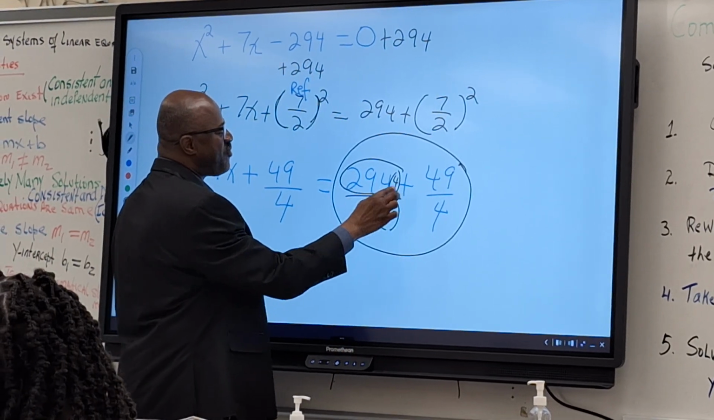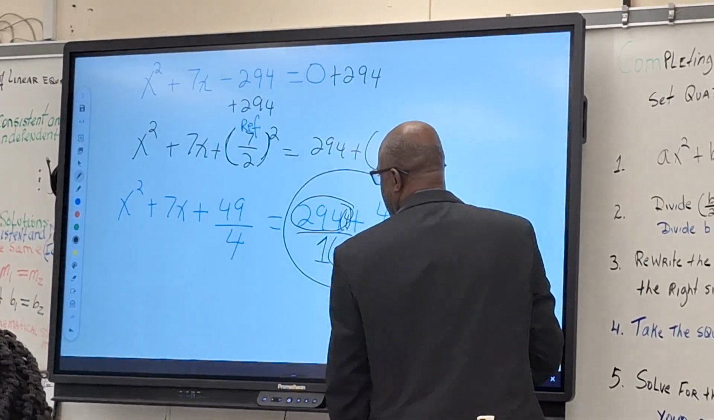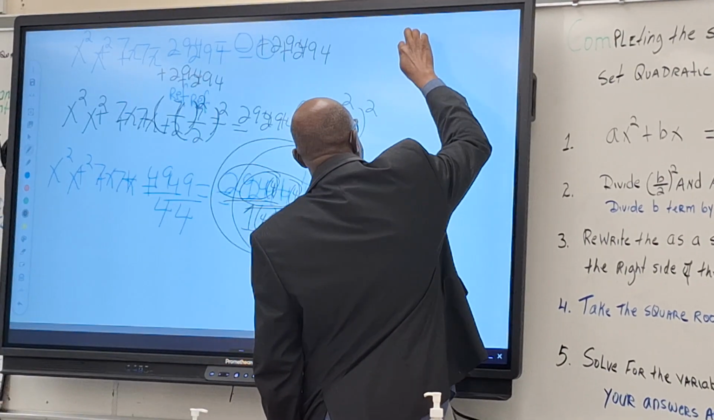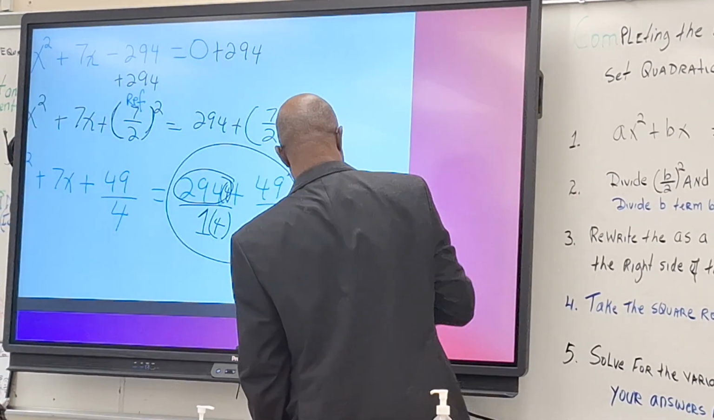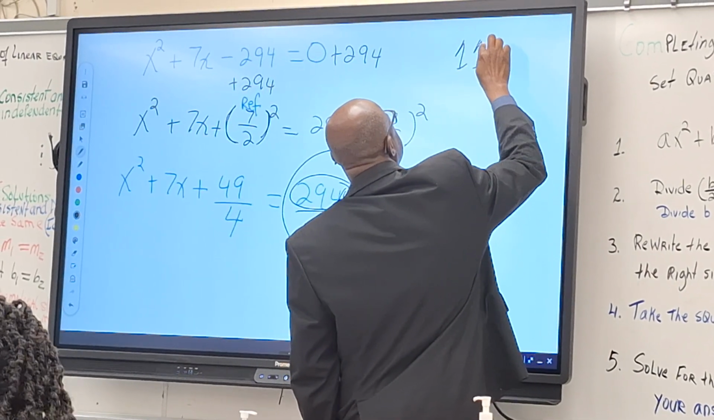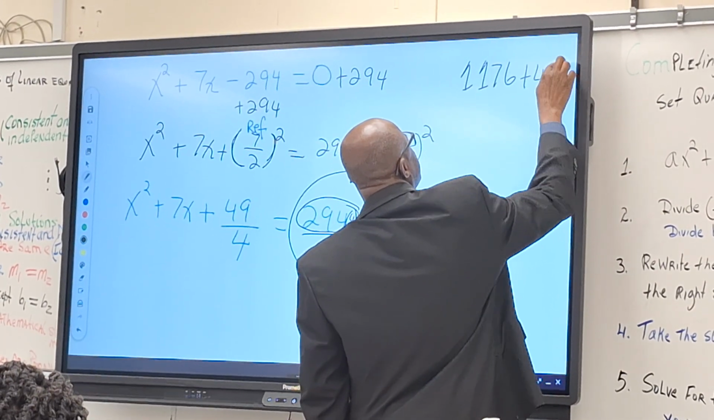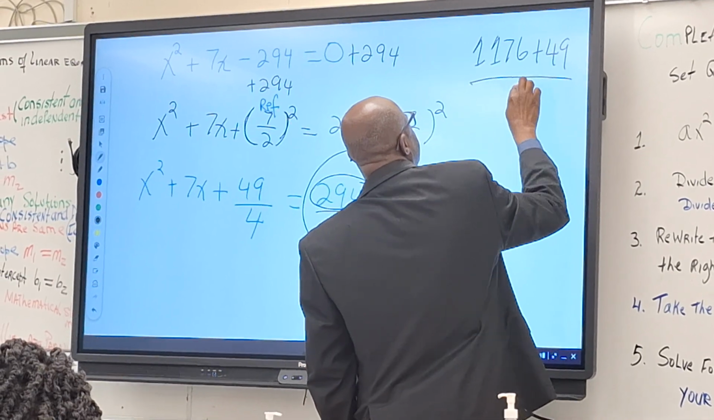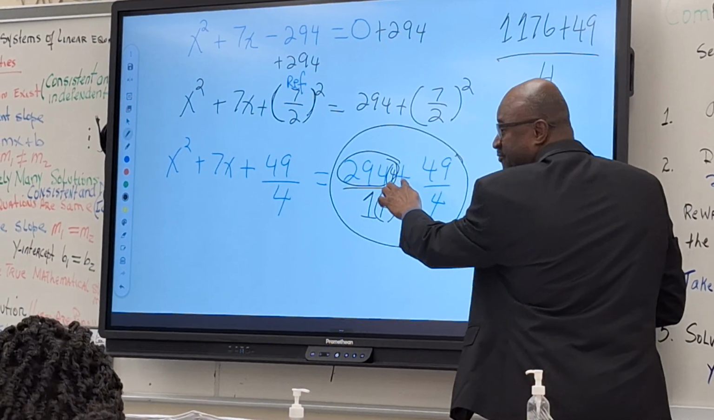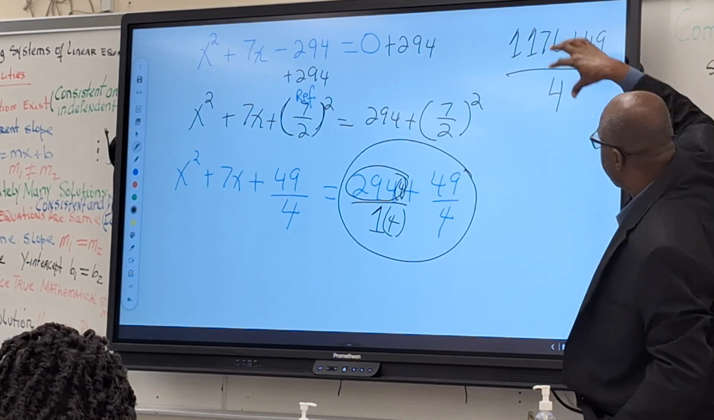Take this multiplied by 4, what do you get? 1,176. 1,176 plus 49, everything over 4. That's what we're working out. Right? This is the positive. If it was negative, then we subtract, right? Now we have a common denominator. We can combine those two.